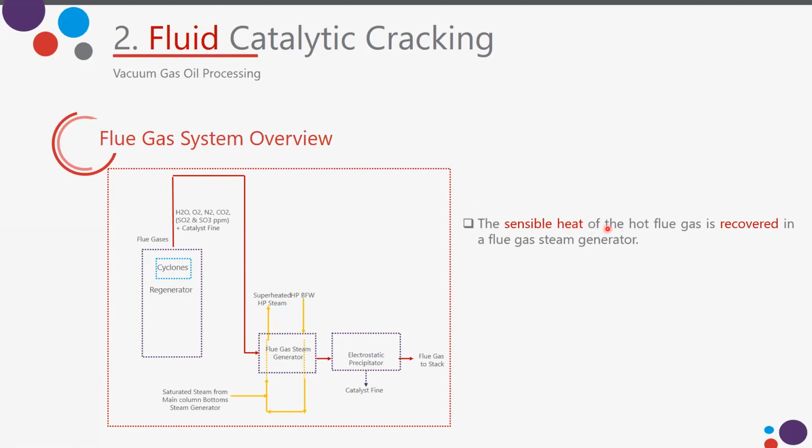The sensible heat of the hot flue gas is recovered in a flue gas steam generator. We have here this box. We will introduce the boiler feed water, high pressure boiler feed water. We will also have some saturated steam that we produce in the main column bottoms, and then we will superheat this steam and get superheated high pressure steam. So this is a way to recover some of the heat of these flue gases to produce high pressure steam in this flue gas steam generator.